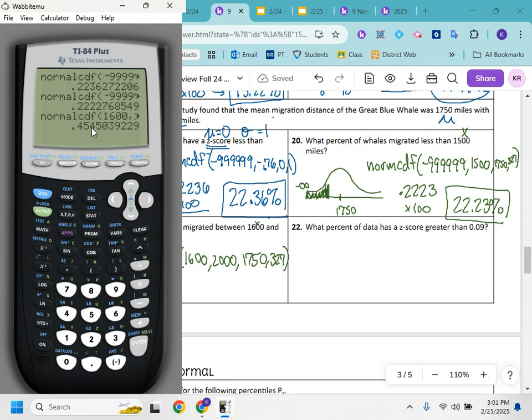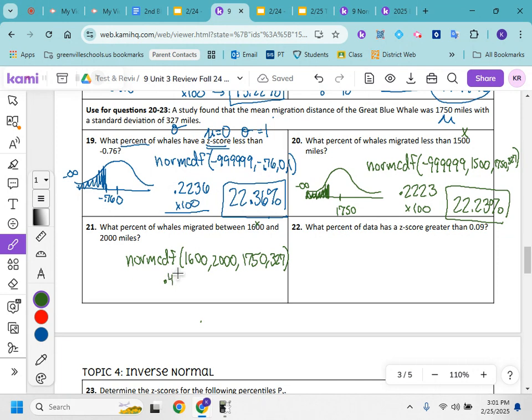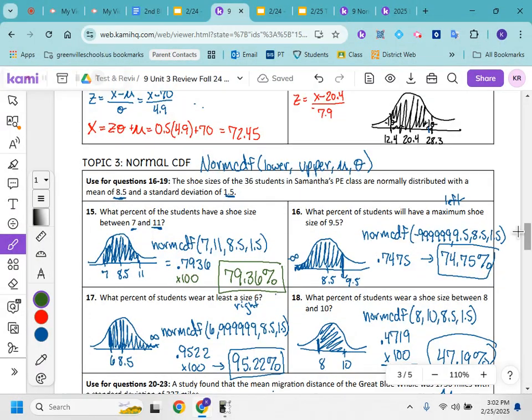About 50% if you were estimating. 0.4545. 0.4545 times 100 is 45.45%. So normal CDF, I meant to write this out way up here, gives you the area or the probability. And if you times that by 100, you get the percent.